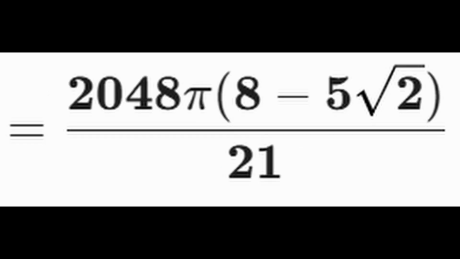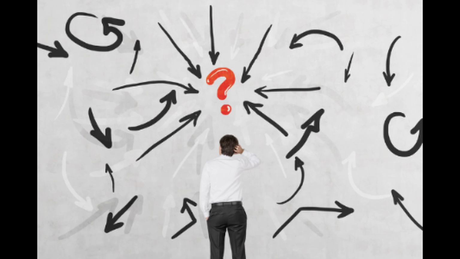The final simplified answer we get is 2048 times pi times (8 minus 5 times the square root of 2) over 21, which equals approximately 284.61. Now, the takeaway here is the problem looks very complex.